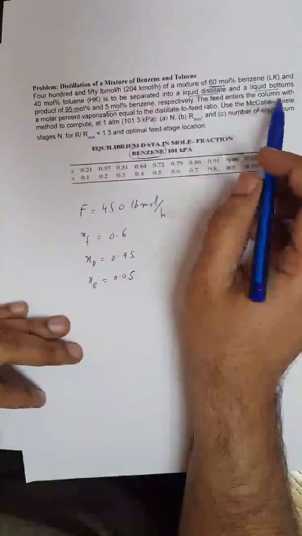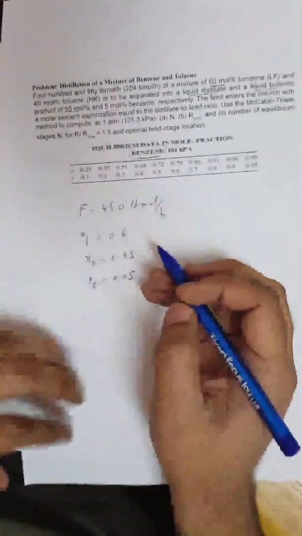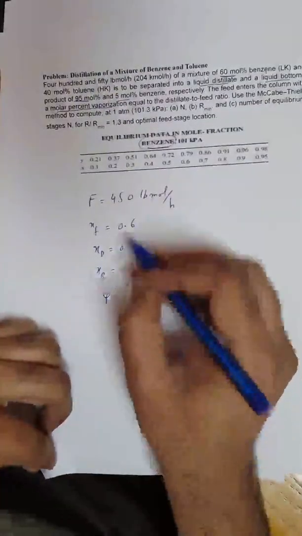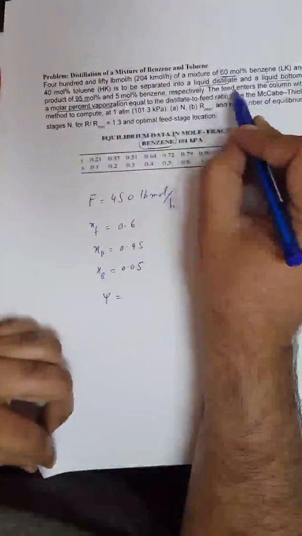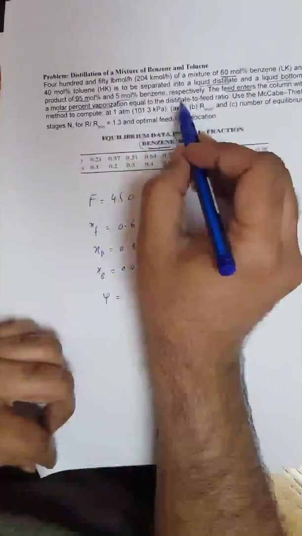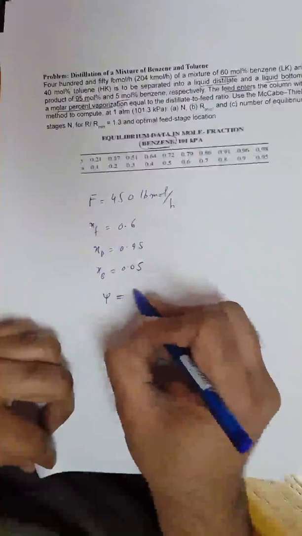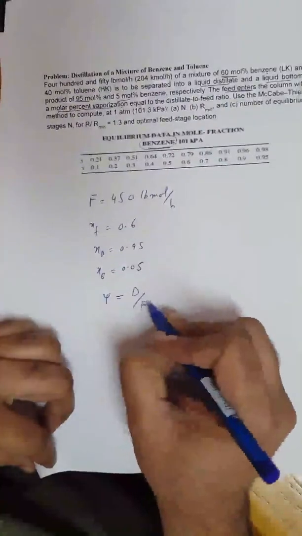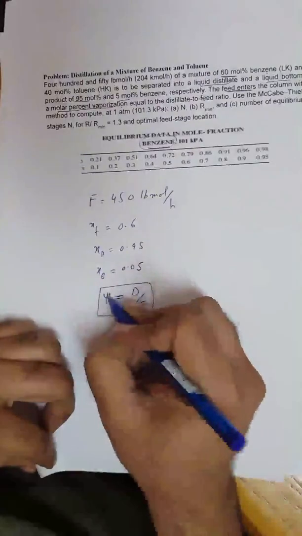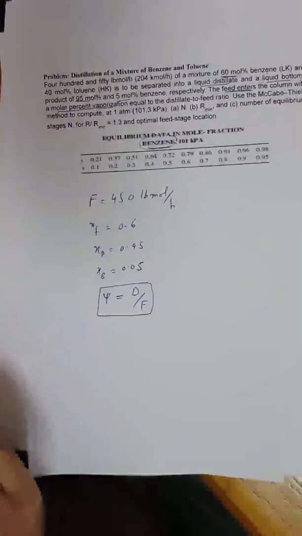The feed enters the column with a molar percent vaporization. Molar percent vaporization means psi. So psi is equal to the distillate to feed ratio. This is given in the problem, so the problem gives us a clue how we can find the psi value.